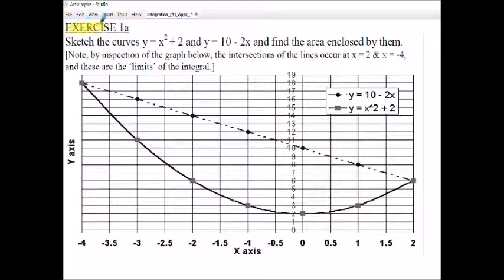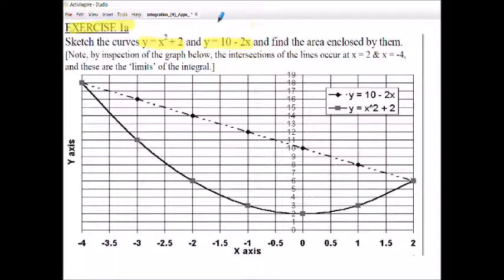In exercise 1A here, we're given some curves and we're supposed to sketch these curves. You'll see below I've got them drawn for us, but if you sketch them, y equals x squared plus 2 and y equals 10 minus 2x. If you didn't have the diagram there, we would have to sketch the actual curves. The first one is a quadratic because it's an x squared term, and that will be a kind of bucket shape, and the second one is a linear line.